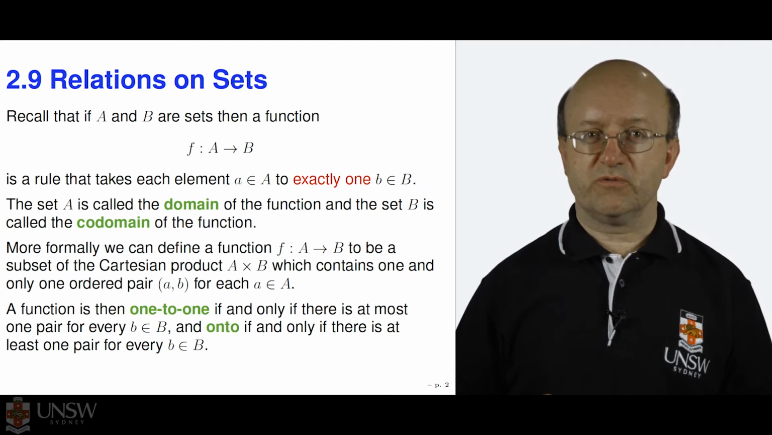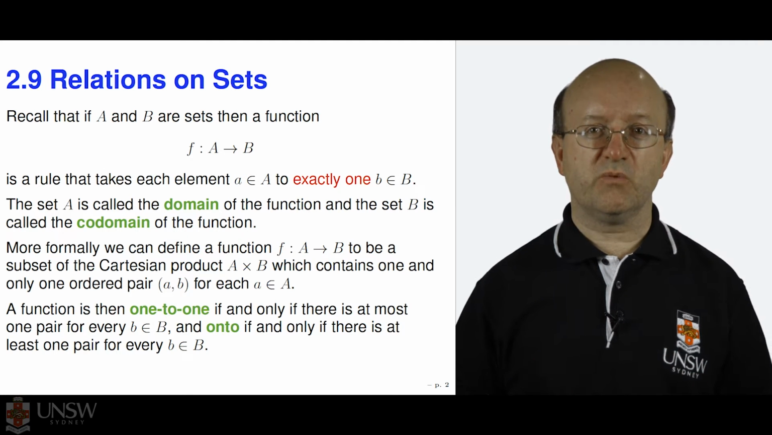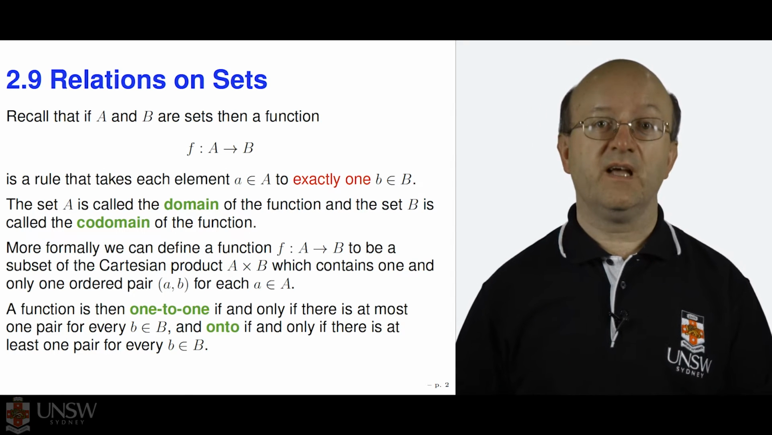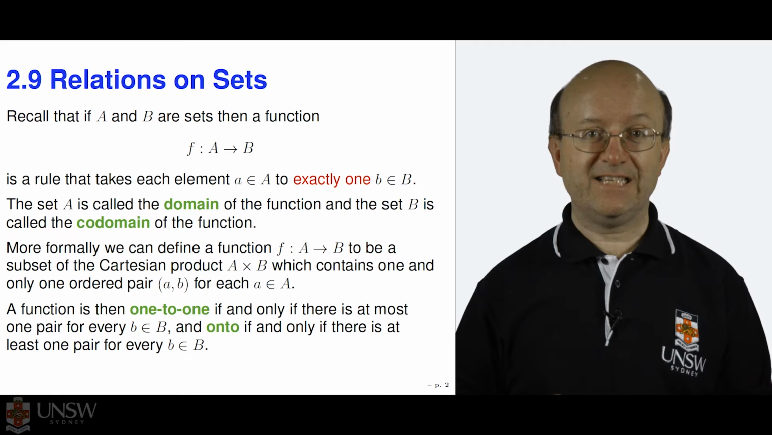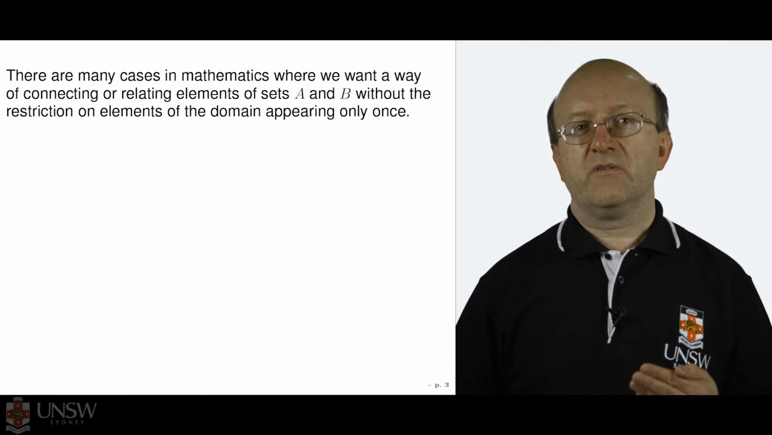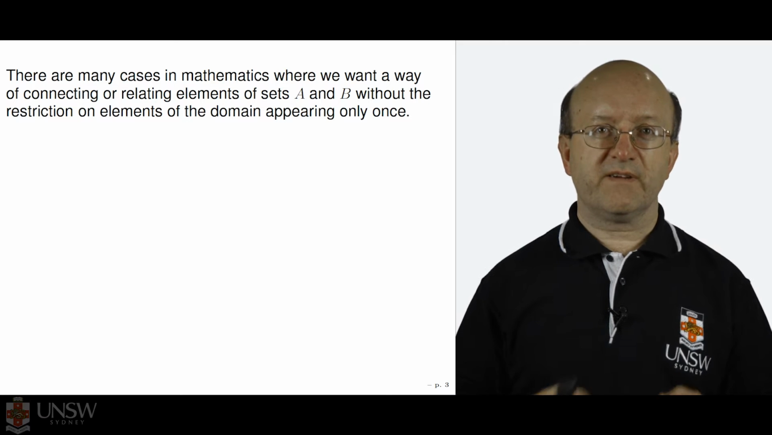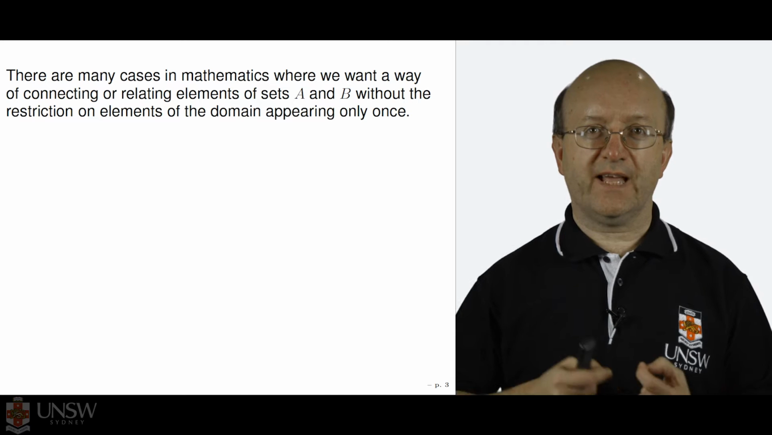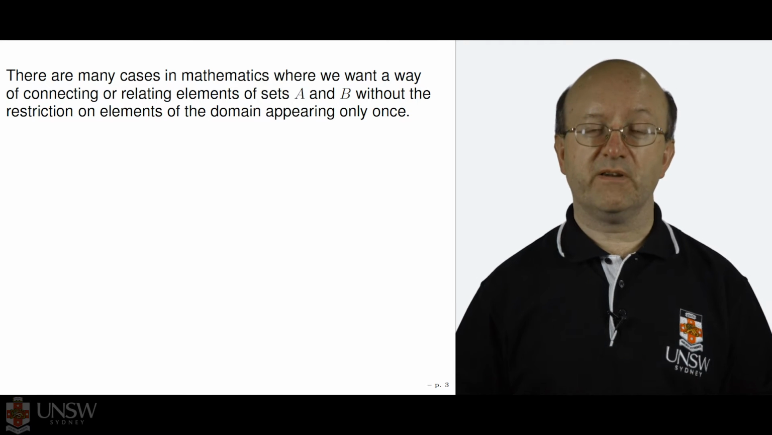And you also saw rules about being one-to-one and onto. A function is one-to-one if and only if there's at most one pair for each b belonging to B, and onto if there is at least one pair for every element of the codomain B. Now, there are many cases in mathematics where we want a way of connecting or relating elements of two sets A and B without this restriction on elements of the domain, set A, appearing only once.